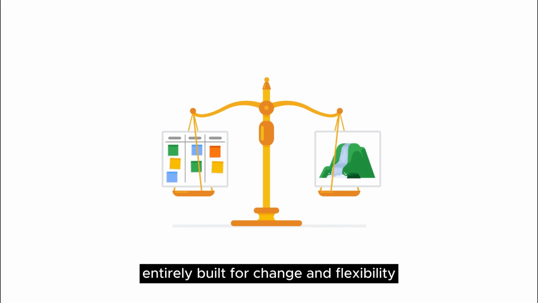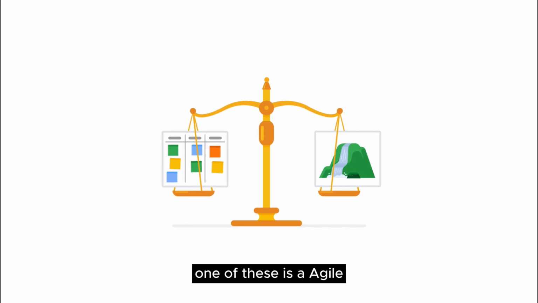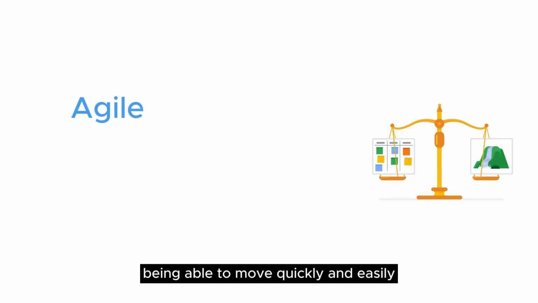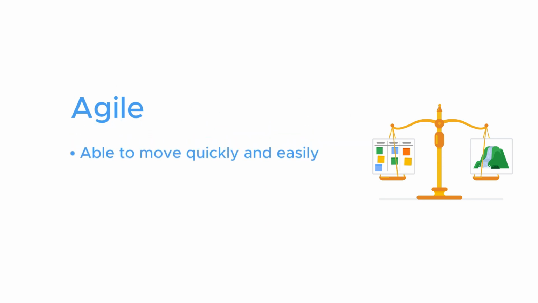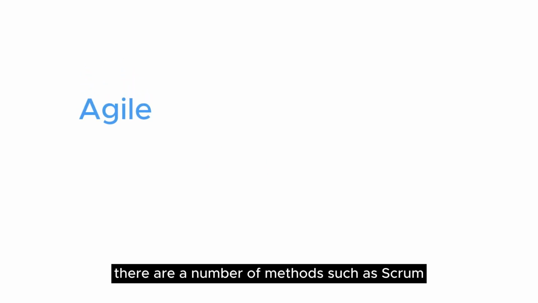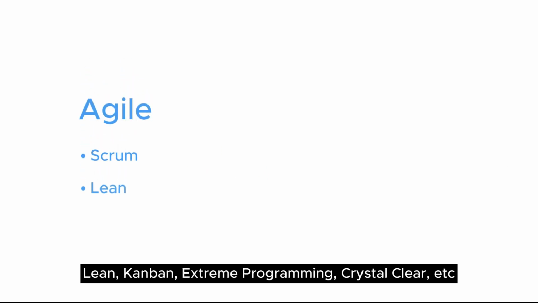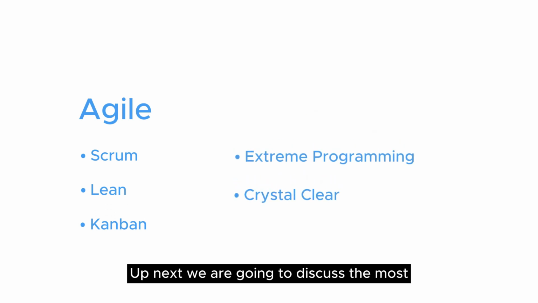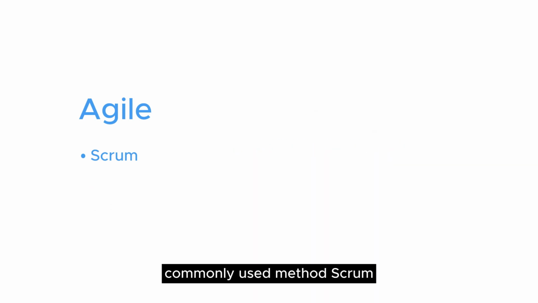Luckily, there are other methodologies that are entirely built for change and flexibility. One of these is Agile. The term Agile means being able to move quickly and easily. It also refers to flexibility, which means being willing and able to change and adapt. Keep in mind that under the Agile umbrella, there are a number of methods such as Scrum, Lean, Kanban, Extreme Programming, Crystal Clear, etc. Up next, we are going to discuss the most commonly used method, Scrum.